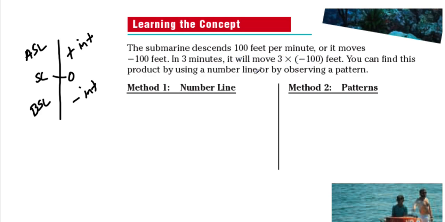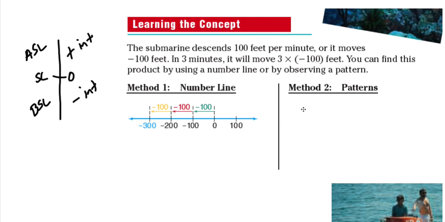You can find this product by using a number line or by observing a pattern. If we make that number line horizontal, we will use method number 1, and this is how the number line would look. At sea level, we go down negative 100, negative 100, negative 100, because it descends at negative 100 feet in a minute. In method 2, this is how we do this.